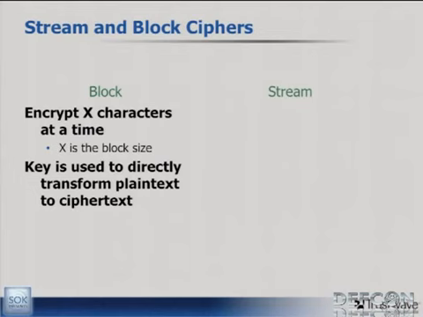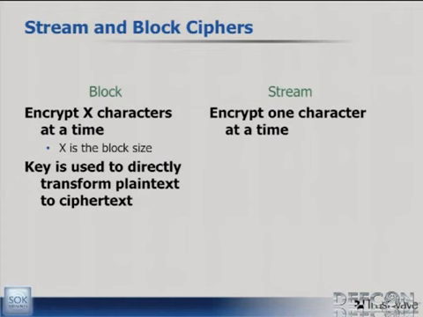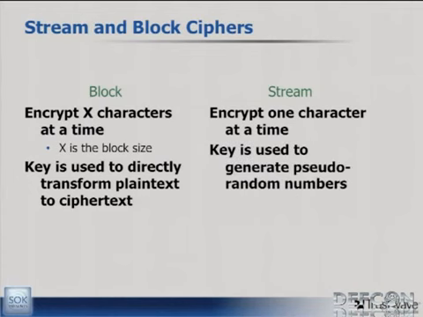Whereas with stream ciphers, you're encrypting one character at a time, one byte at a time. And the key is used as a seed to a pseudo-random number generator. It might be worth mentioning what a pseudo-random number generator is. It generates numbers that look random but are not. For instance, you can use hashing algorithms as pseudo-random number generators.